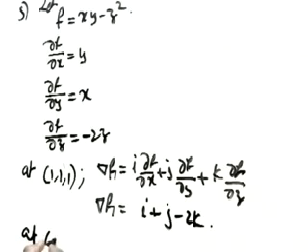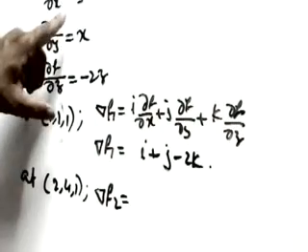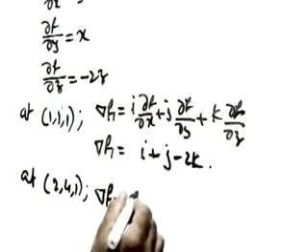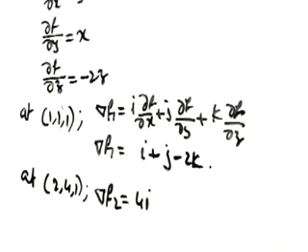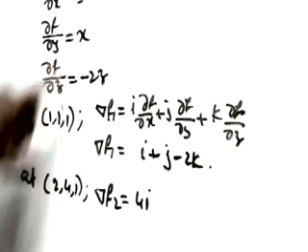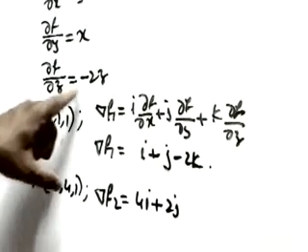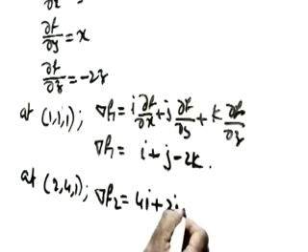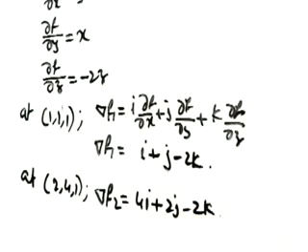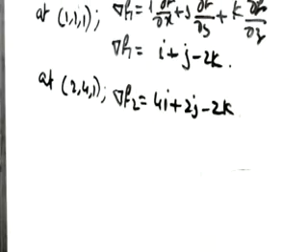In the same way, at another point, the second point, (2, 4, 1). Now let me substitute this, let me denote it by del f2. We see here we are having x here, i into y; the value of y is 4, so this will be 4i. Here we are having x, the value of x is 2, so 2j, and minus 2 into z, minus 2 into 1, minus 2k. So we got the two functions.